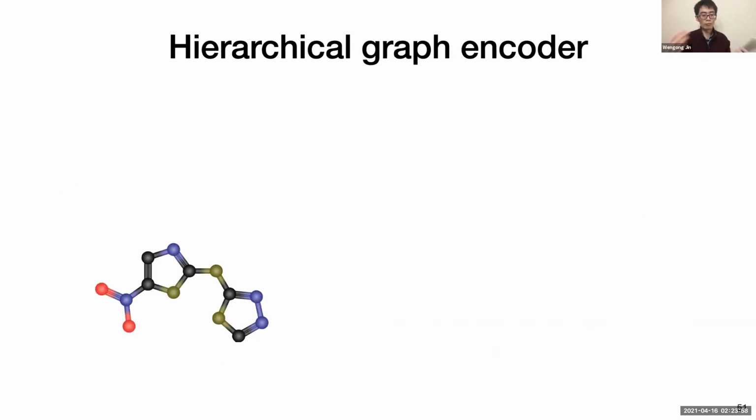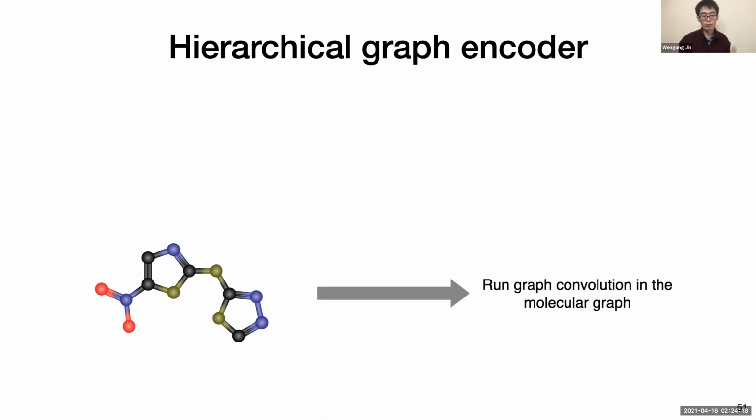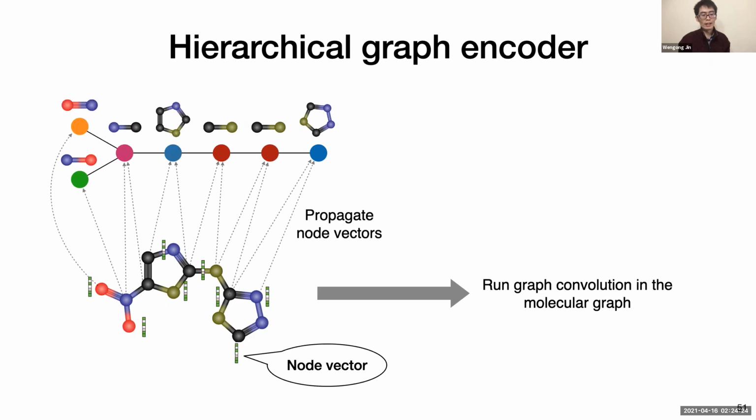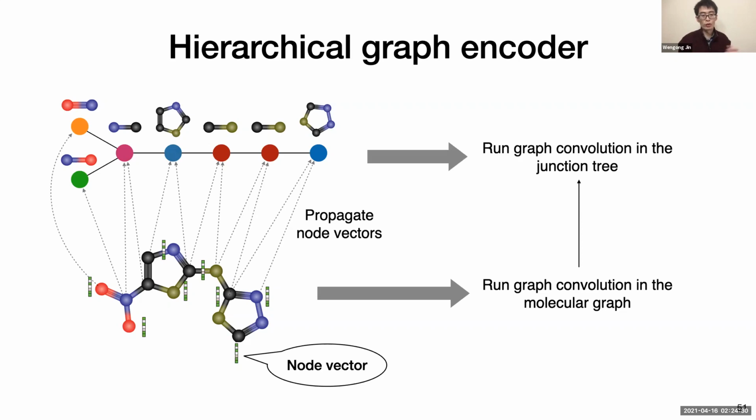I will run through the model architecture. Let's first look at the encoder. It is different from standard graph neural networks because we have both the molecule graph and the junction tree. To be specific, I first run a graph convolution on this graph, which learns feature vectors for each atom. Then I propagate these atom vectors into the junction tree and run graph convolution there. Now each motif receives a motif vector that represents how these motifs are connected together.